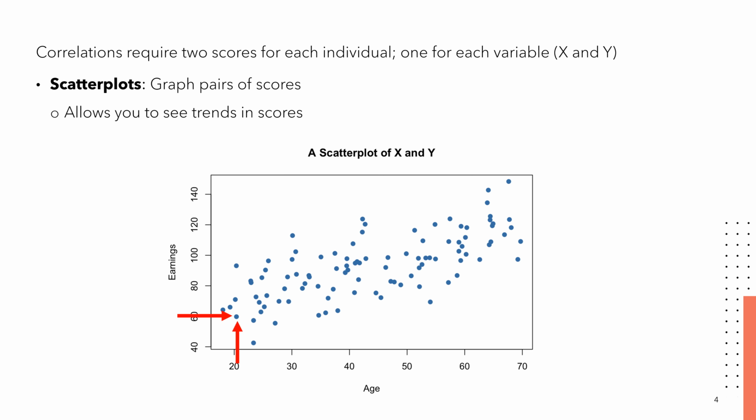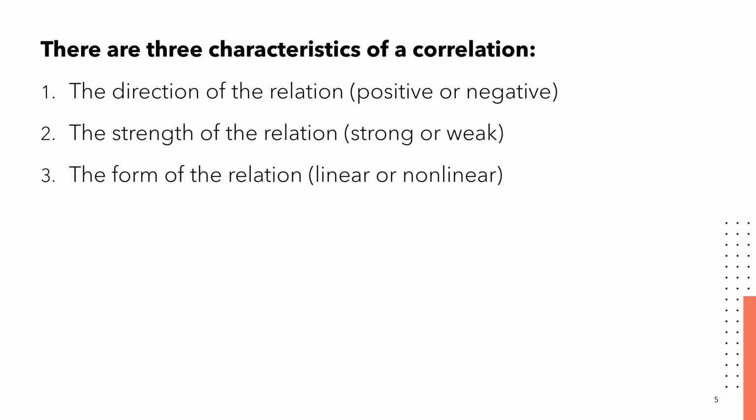The nice thing about scatter plots is that unless you have a reason to view the data in a certain way, such as with looking at age over time, the x and y axes don't really matter. You can have either variable on either axis. There are three characteristics of a correlation which we'll talk about: the direction, the strength, and the form.